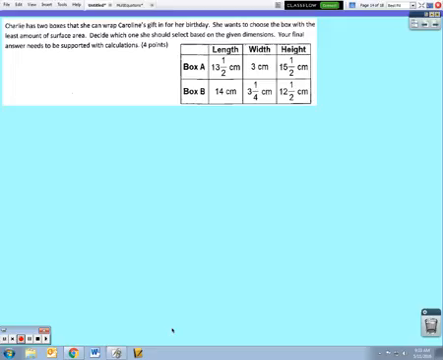Now, we talked about this, and I believe it was Jasmine told us the formula that I can implement to calculate the surface area of a right rectangular prism.